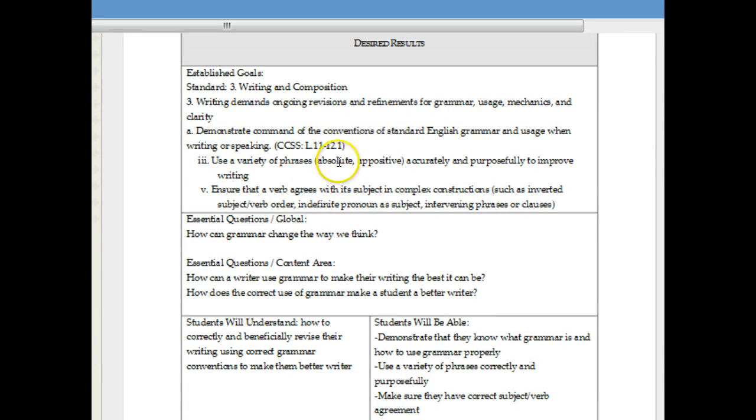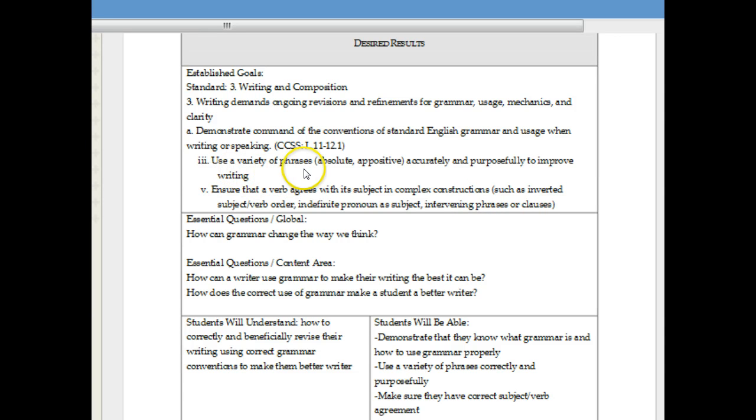All right, so here are your evidence outcomes. Ensure a verb agrees with its subject. Yeah, man, you'd be surprised how often kids screw that up, especially when it comes to indefinite pronouns and intervening phrases and clauses. Man, one prepositional phrase jumps in between the subject and the verb, and the kids just short-circuit their brain. Yeah, so good thing to tackle.